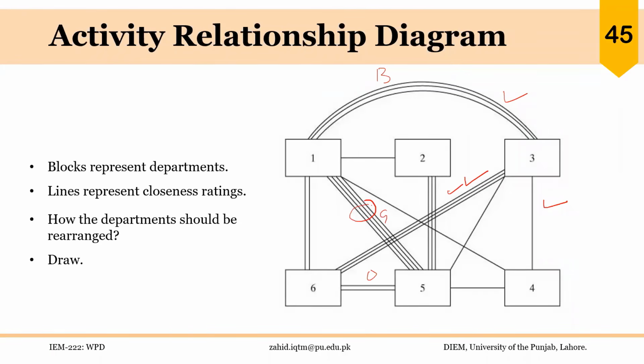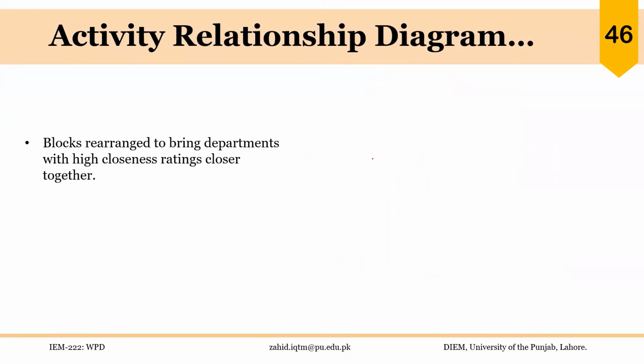So we can visualize the importance rating with the help of lines instead of numbers, and that is shown on a very roughly drawn flow diagram, or you could say a very roughly drawn layout. Actually, it is not a flow diagram. It's a rough layout that is showing the departments in a certain sequence, so they are in a series 1 2 3 4 5 6, and the closeness rating.